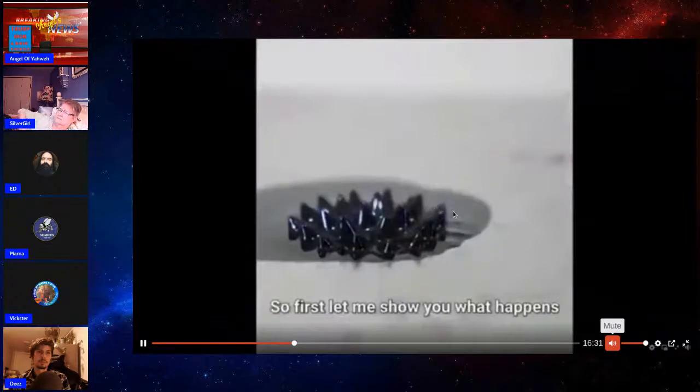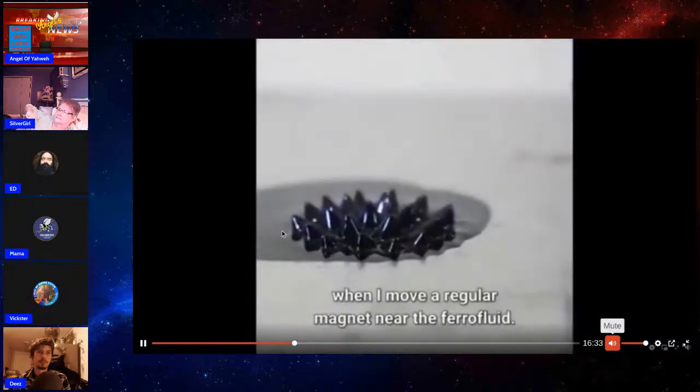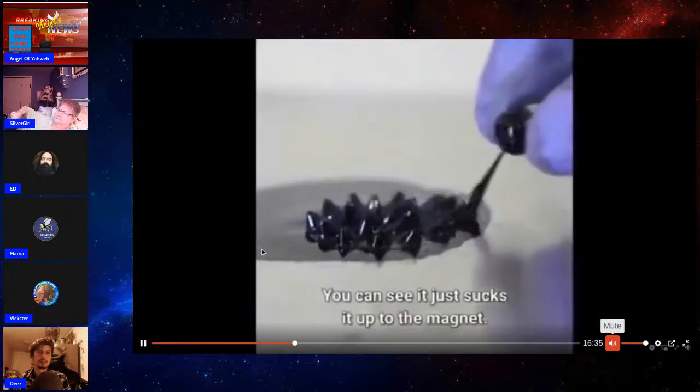So first, let me show you what happens when I move a regular magnet near the ferrofluid. You can see it just sucks it up to the magnet.